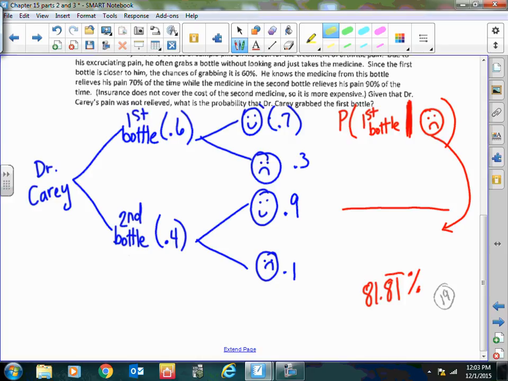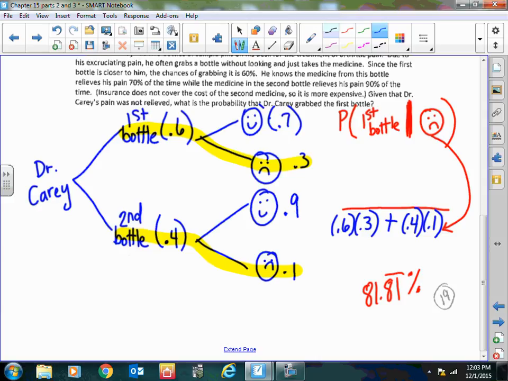Okay, so all the ways that the pain was not relieved. You guys listen up or be working on your stuff. Was first bottle and not relieved, or second bottle and not relieved. So that's the total ways that he's sad. And the question was the first bottle portion. So I have the first bottle portion as my numerator. Okay, and so that's how you got those answers there.